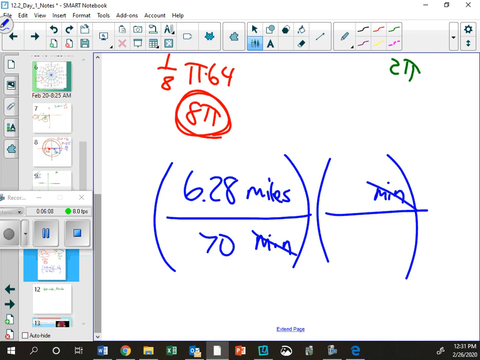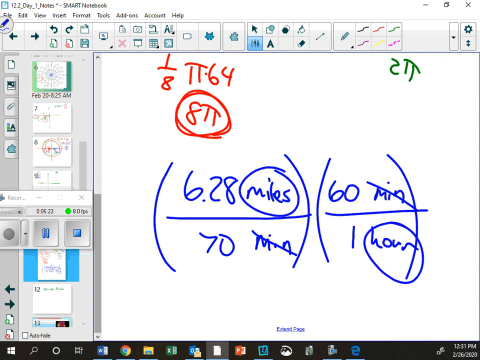What's a fact you know about minutes? 60 minutes is, try to focus please. 60 minutes is what? 1 hour, and therefore, yay, we've got miles per hour. So you should have done 6.28 times 60, all divided by 70. Raise your hand if you had that one right.